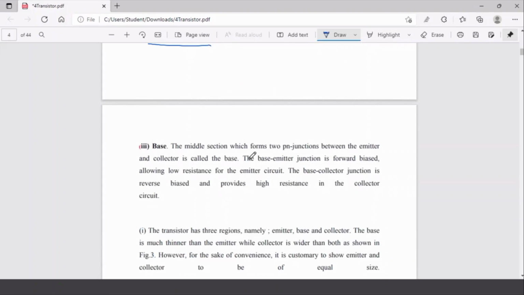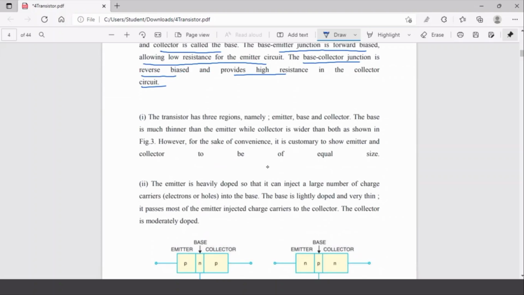What about the base region? The middle region is known as the base region. It is forming two PN junctions with both sides, emitter as well as collector. The base emitter junction, we already said, is forward biased and allows low resistance for the emitter side. And the base collector junction is reverse biased and provides high resistance in the collector circuit. So this we have already discussed. Now these regions have specific levels of doping and width, as I told you, emitter, base and collector.